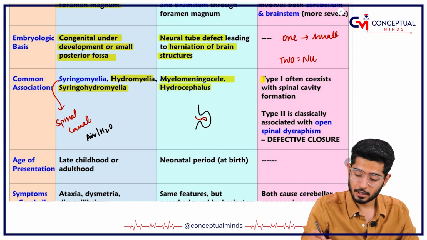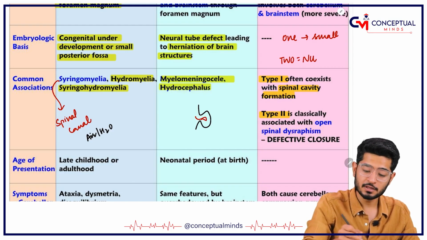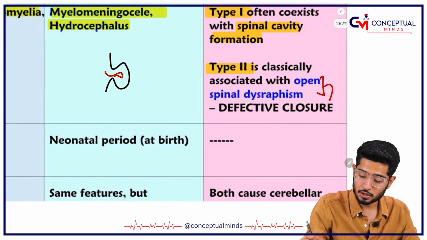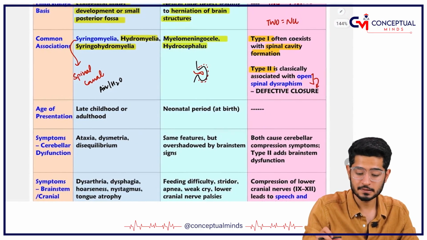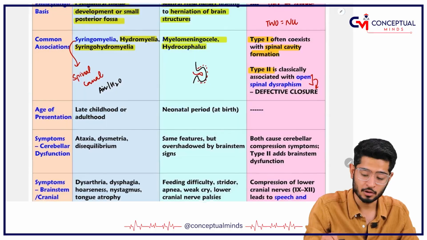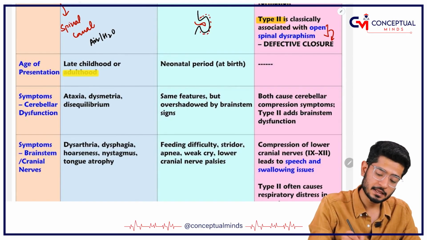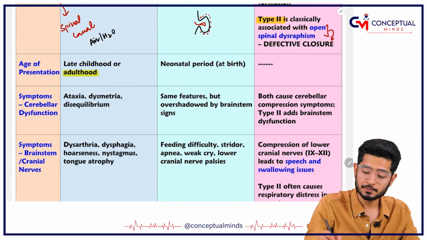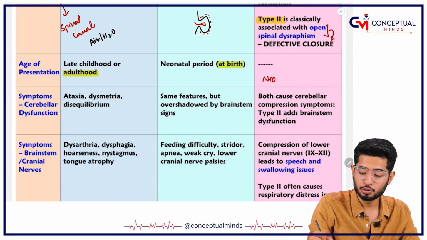So in type 1 there is going to be spinal cavity formation. In type 2 it is associated with open spinal dysraphism. What is dysraphism? So remember, there is a defective closure. Okay, so it is not properly closed. That is why, can you see, this is open and coming outside like this. Okay, so this is something which you have to understand about Chiari 1 and Chiari 2. So Chiari 1 is seen in adulthood, whereas Chiari 2 is something which is seen at birth. That's why I have told you that NEW and 2 are actually rhyming.